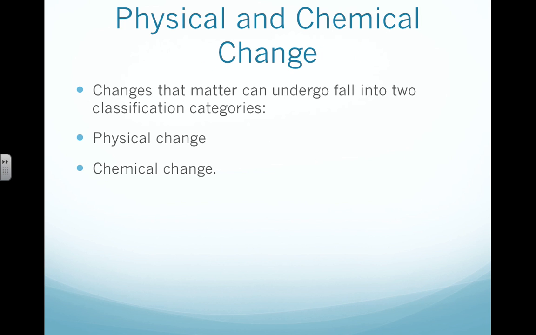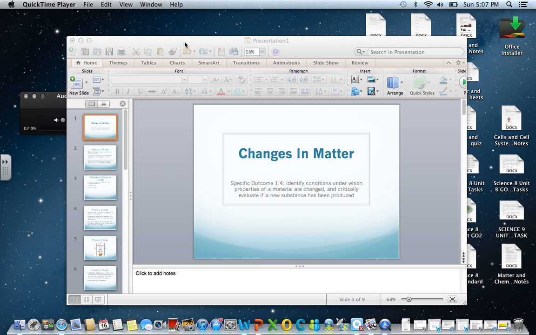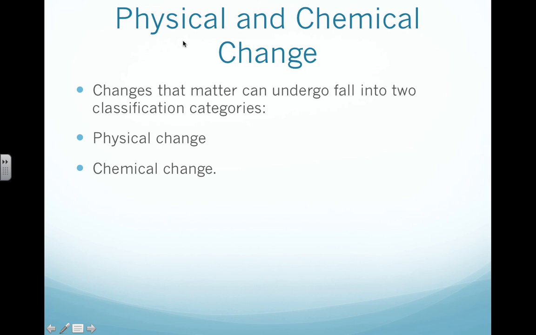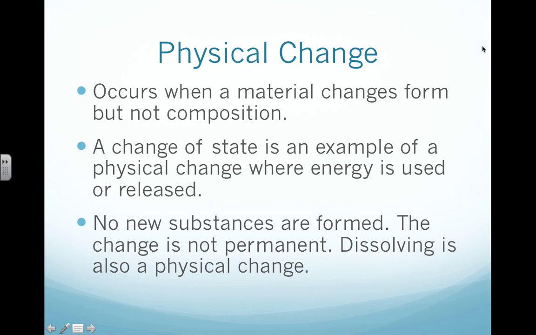Physical and chemical change. That's a change that matter can undergo. There are two classifications of these changes of matter: physical change and chemical change, and we're going to start with physical change. This occurs when a material changes in form but not in composition.